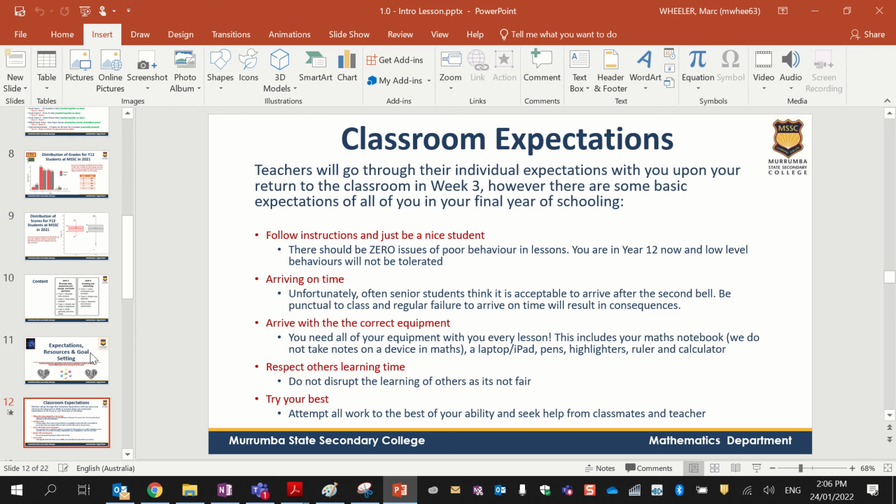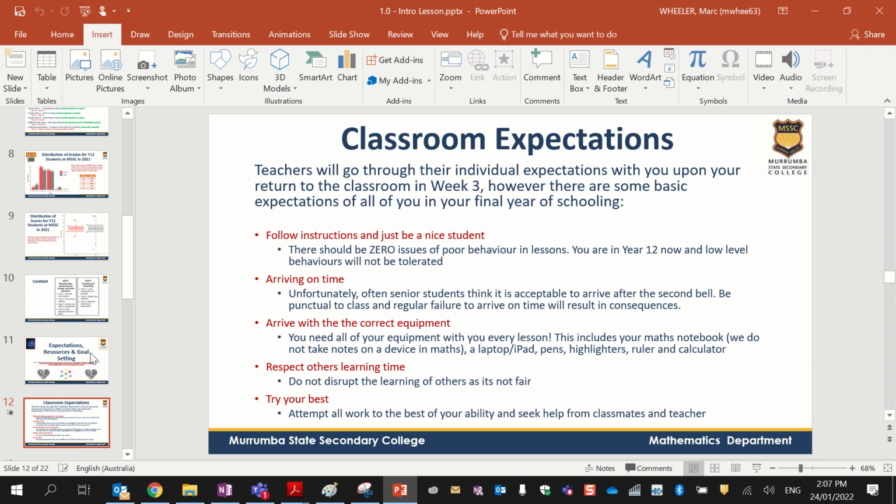Arrive on time. This is unfortunately a problem that's with senior students, and often you guys think it's okay just to sort of rock up 5-10 minutes late. If you regularly do that, there will be consequences, okay? If you one-off arrive late, that happens, okay? But if you're regularly doing this, there will be some consequences. So please get to class on time.